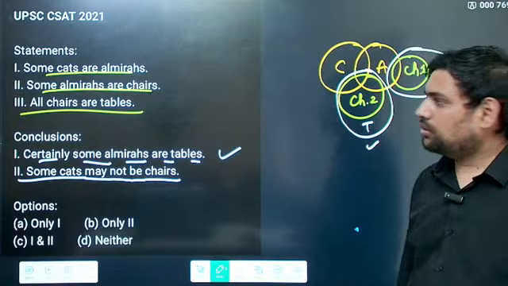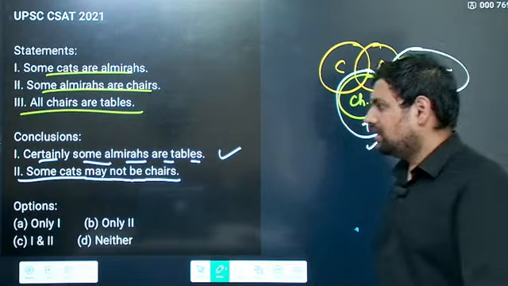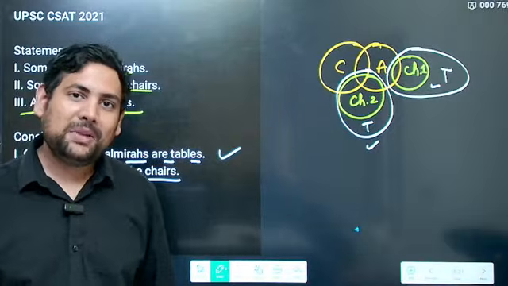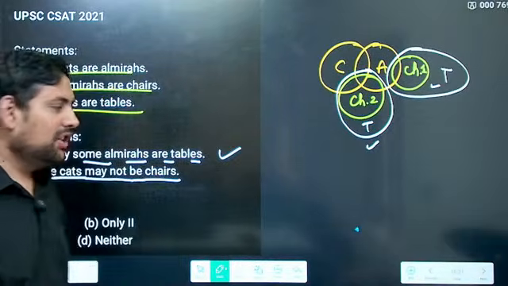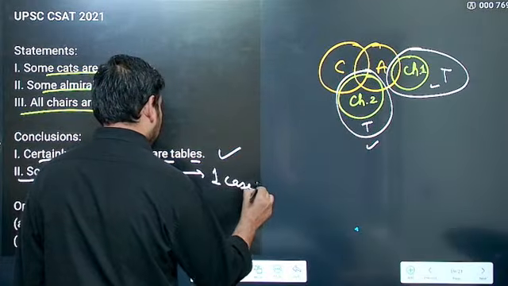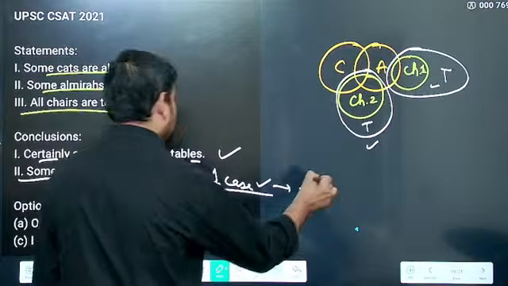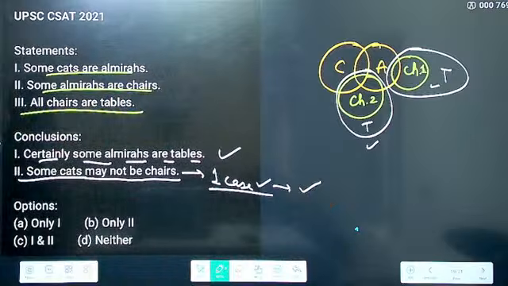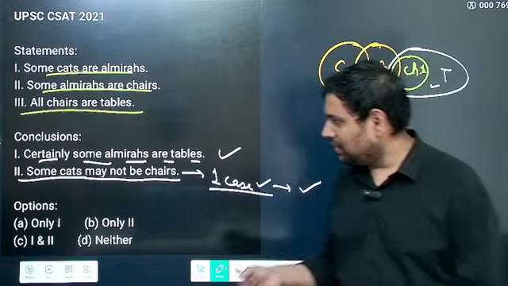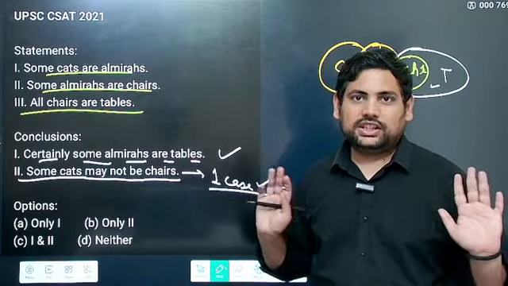Some cats may not be chairs. So this is a maybe, can be, maybe not kind of statement. So here, even if you find one case where this is true, the statement is true. Remember this, correct? So now, can you find me some cats which are not chairs?